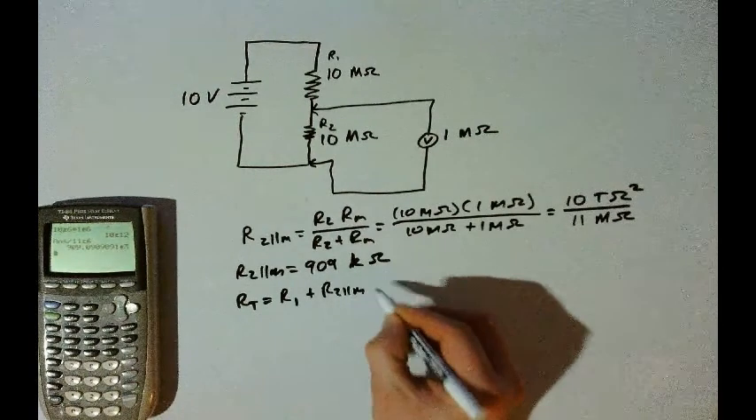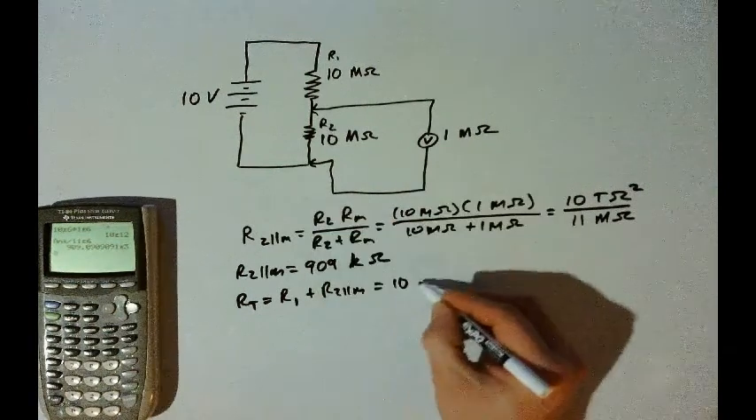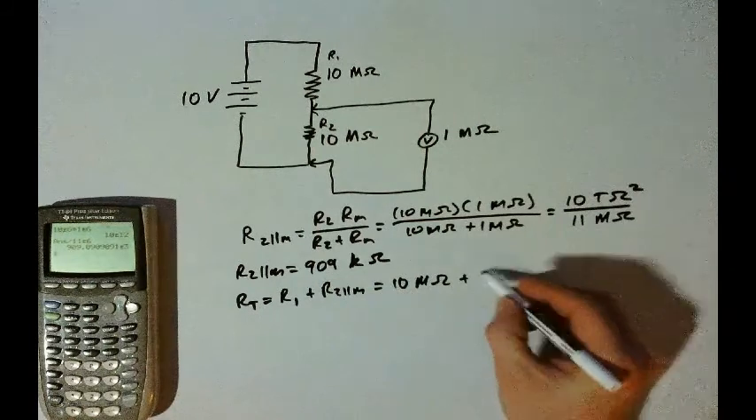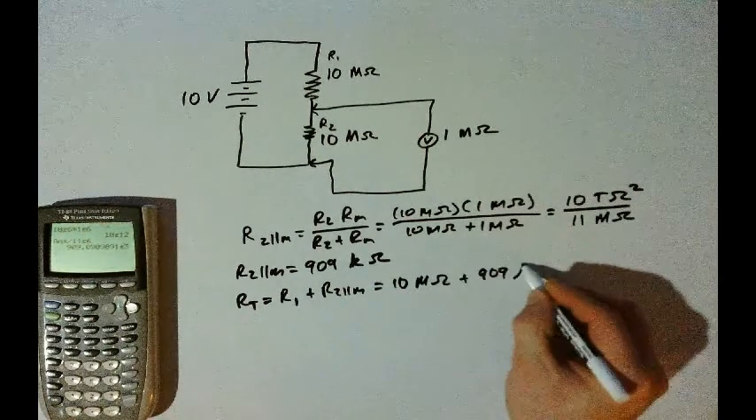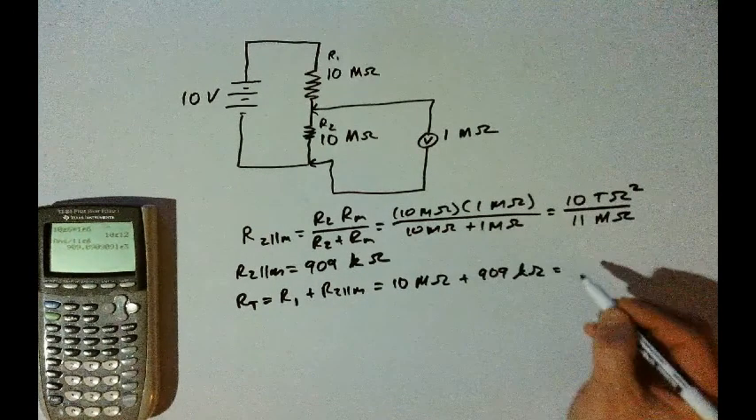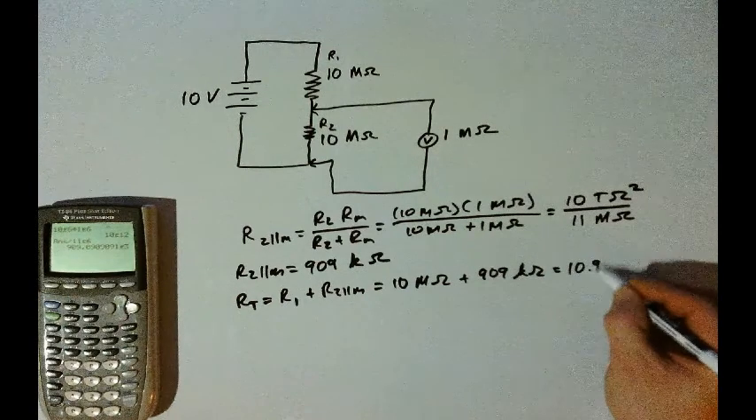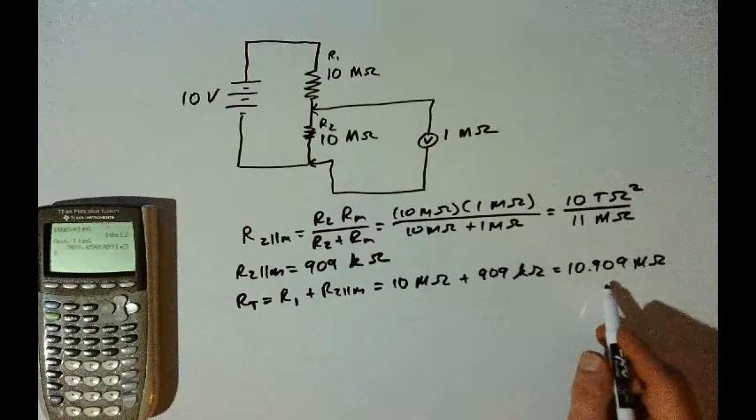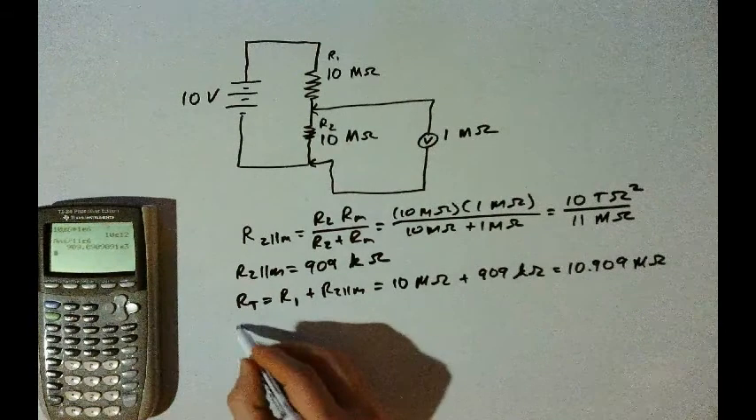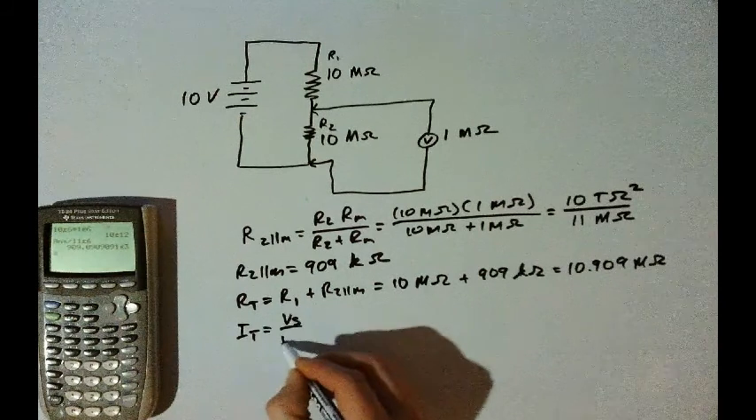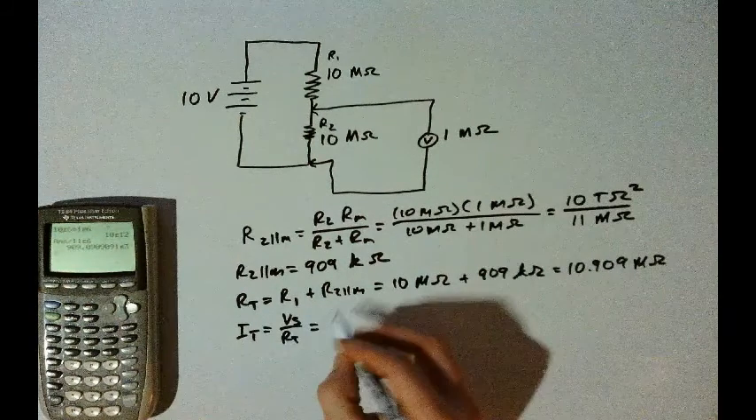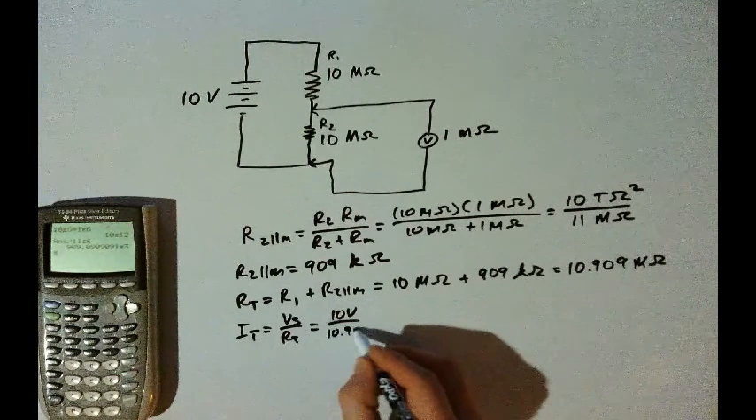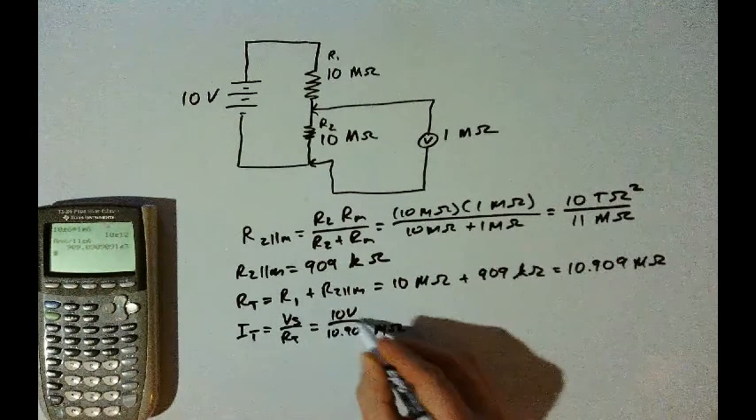Now we'll find the total current, which would be the source voltage divided by the total resistance. Source voltage is 10 volts. Total resistance is 10.909 mega ohms. And so 10 volts divided by 10.909 mega is going to be 916.7 times 10 to the negative 9th, which is nano. This will be nano amps. That's the total current in the circuit, and so I'll write it here, 916.7 nano amps.